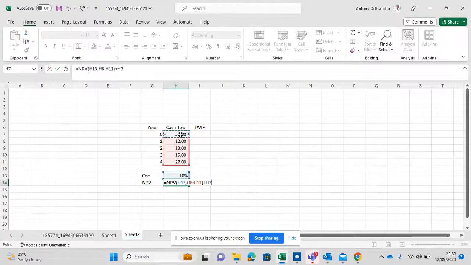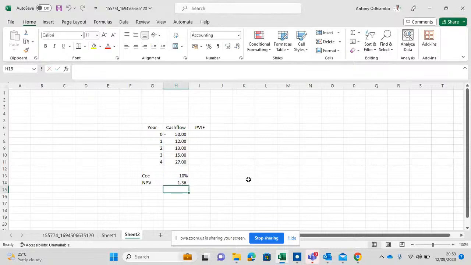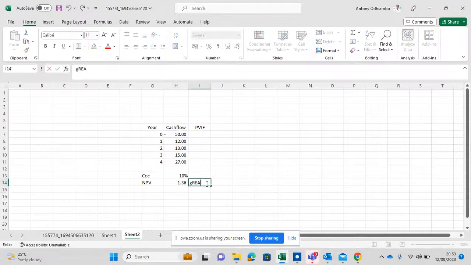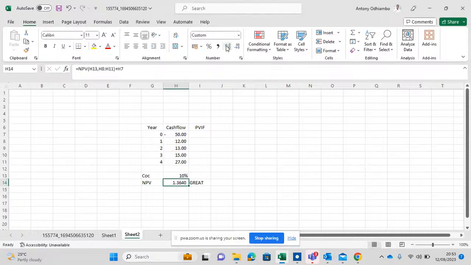And then you say enter. You don't have to close anything. You simply say enter. It's coming there, 1.36. And then my friend Tony, you can increase the number of decimal places. Great. Thank you very much.